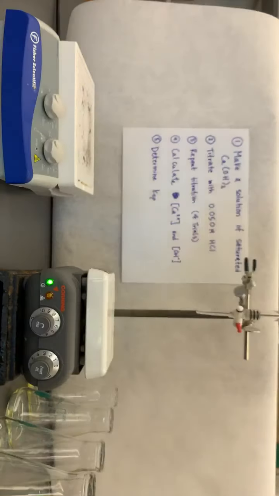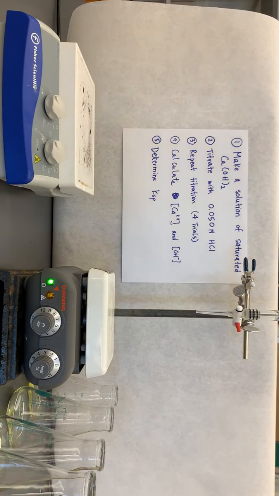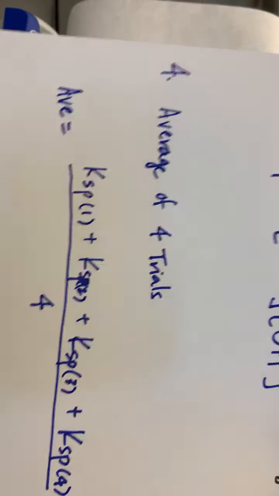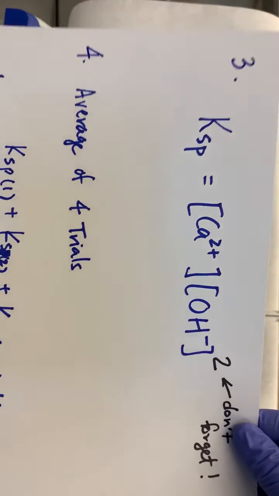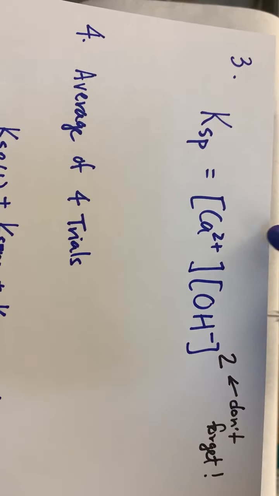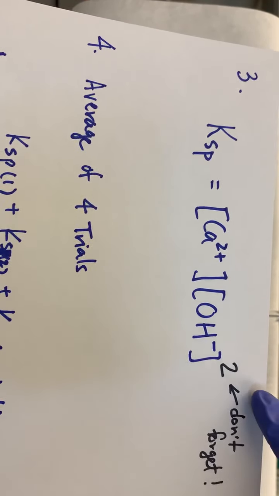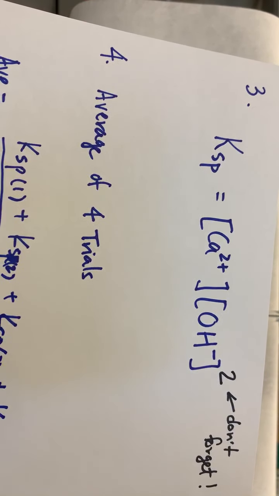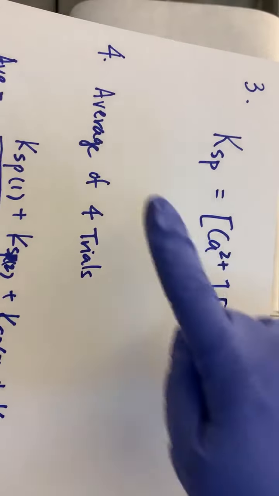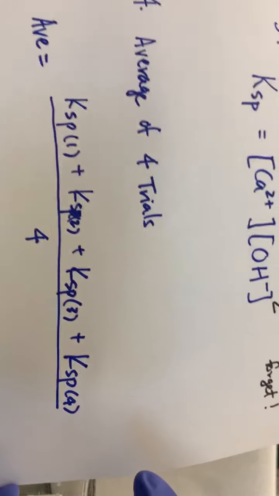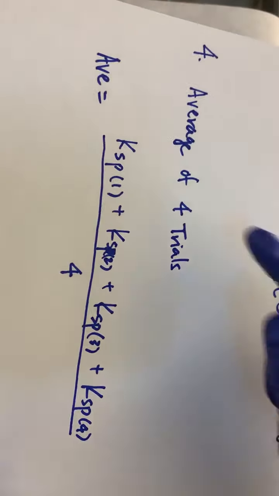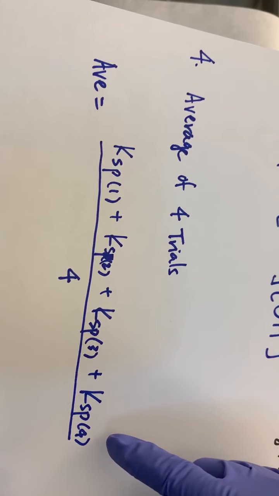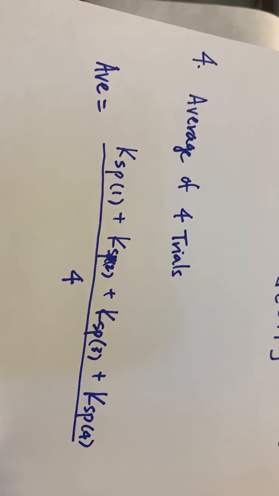Based upon this, you now have the concentrations or the molarities of OH minus and Ca2+. The last thing you need to do is to calculate the Ksp. And remember, the Ksp is just the calcium times the hydroxide squared. Don't forget about the squared. And that should go on the last column of your table there. And then take an average of your 4 trials. The average is just taking the Ksp of trial 1, 2, 3, and 4, adding them up, and dividing by 4.